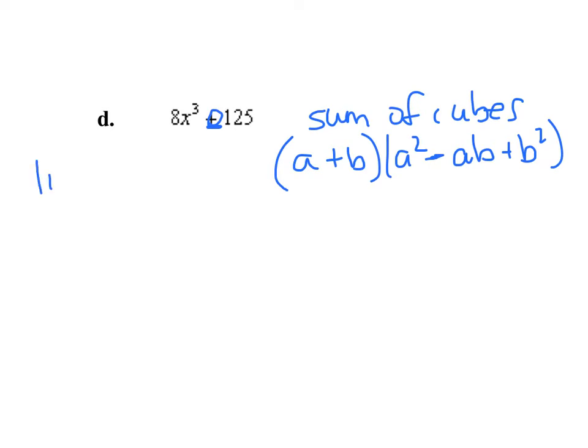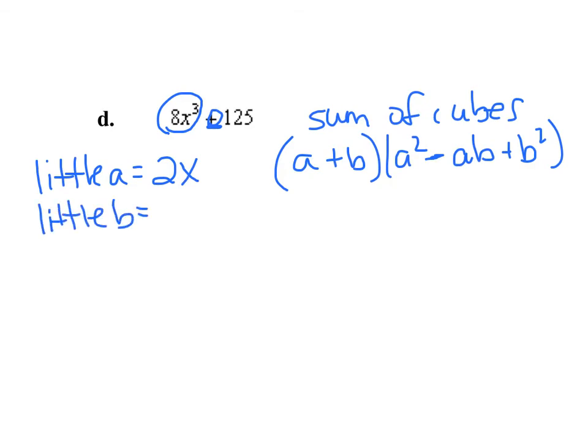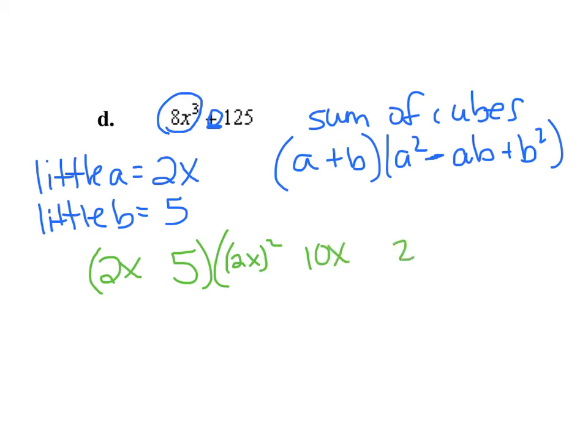All right, so let's go find little a. Little a is the number we take, and we cube it, and we get 8x cubed. So that would be 2x. And then little b is going to be the number that I cube, and I get 125, which would be 5. And now everywhere in the problem that I see an a, I'm putting 2x. Everywhere I see a b, I'm putting a 5. So that would be parentheses 2x plus 5, and then (2x) quantity squared. Try to remember that the whole thing is squared. And then 2x times 5, which is 10x, and then 5 squared, which is 25.